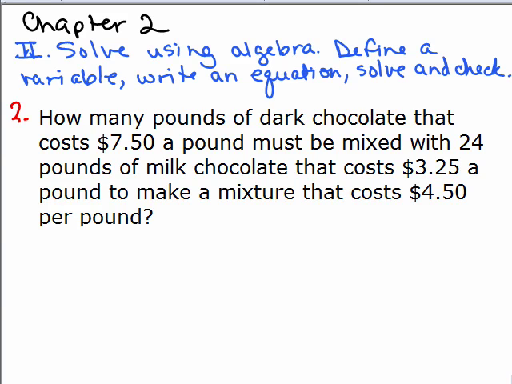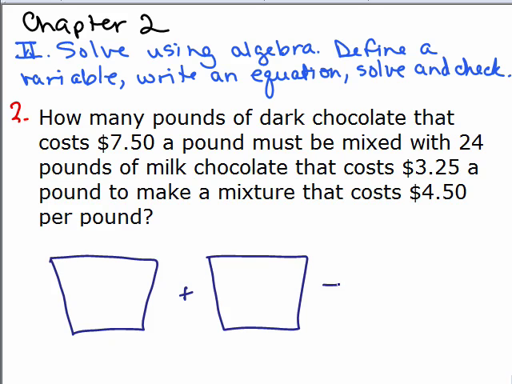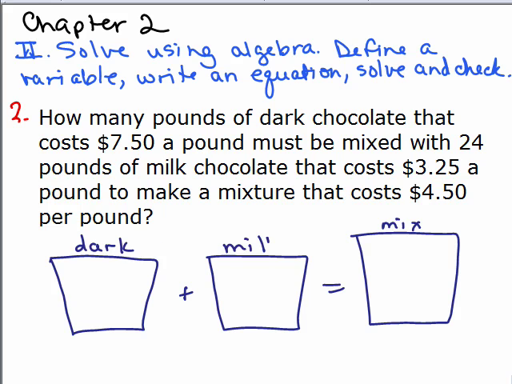So the trick is it tells us it's a mixture problem. We're mixing dark chocolate with milk chocolate. I like to do this by drawing a picture. We're going to try to get a mixture here of dark and milk chocolate. I like to think of this as a vat of dark chocolate and a vat of milk chocolate, pouring together, and I'm going to have some mixture.